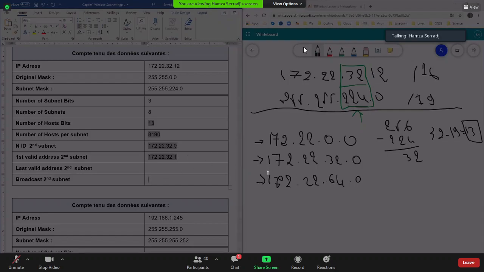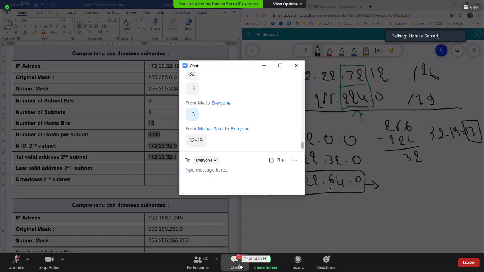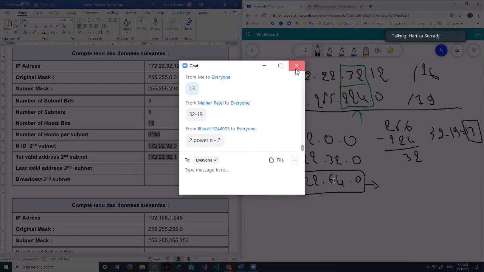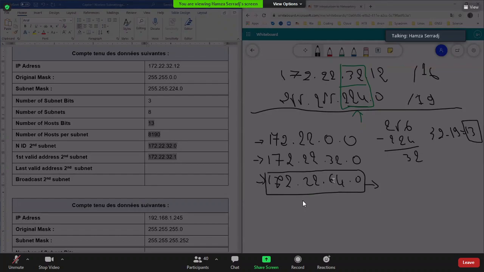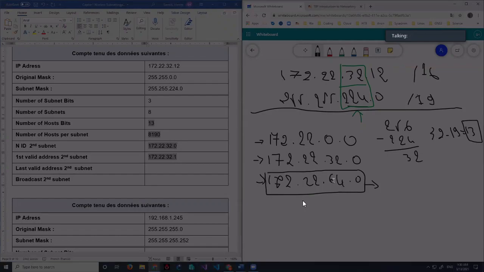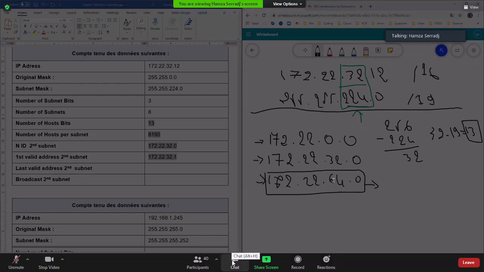For the broadcast address, I'm going to need to know what is the address just before this one, right? So who can tell me what is the address just before this one? To generate the broadcast address of the second, I will need to know this one minus 1. Good, Jagjit. Come on, the others, wake up. 64.0 minus 1.